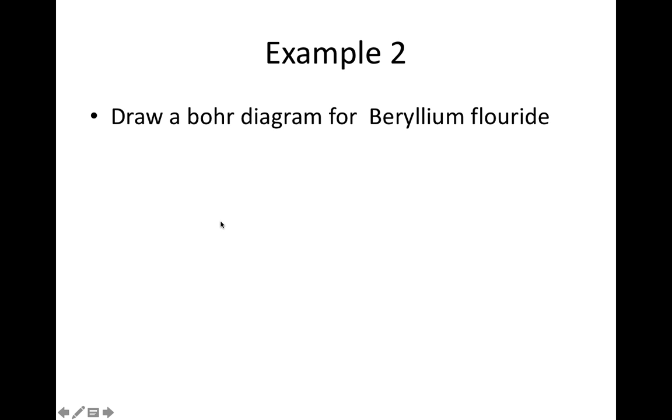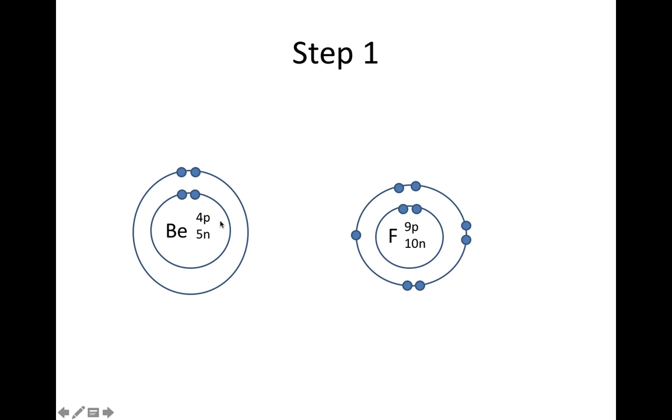Okay, example 2, we're going to draw a Bohr diagram for beryllium fluoride. So we start by drawing the Bohr diagram for one atom of each. Now notice here that beryllium has two valence electrons that it wants to get rid of, and fluorine only wants to gain one. Now that's a problem because beryllium wants to get rid of two, but fluorine's only going to be able to take one of them.